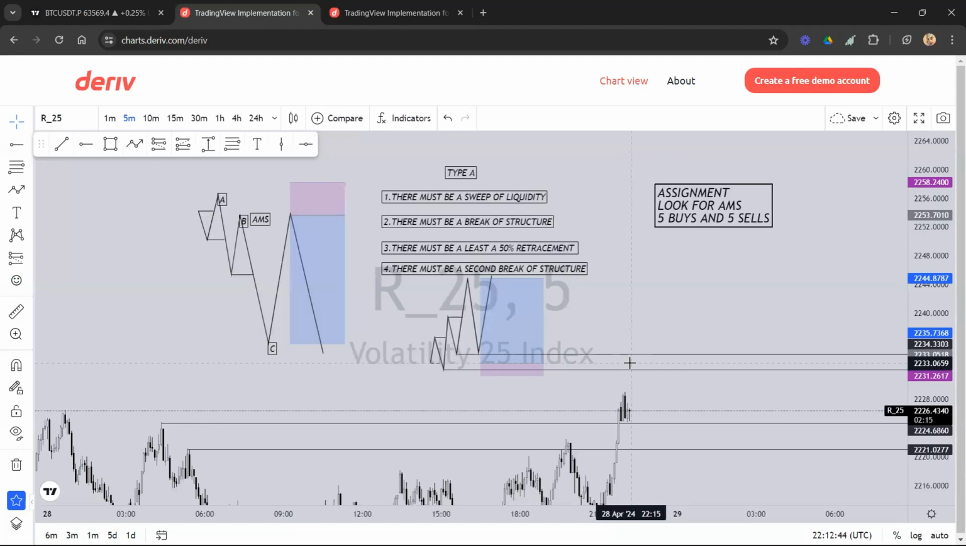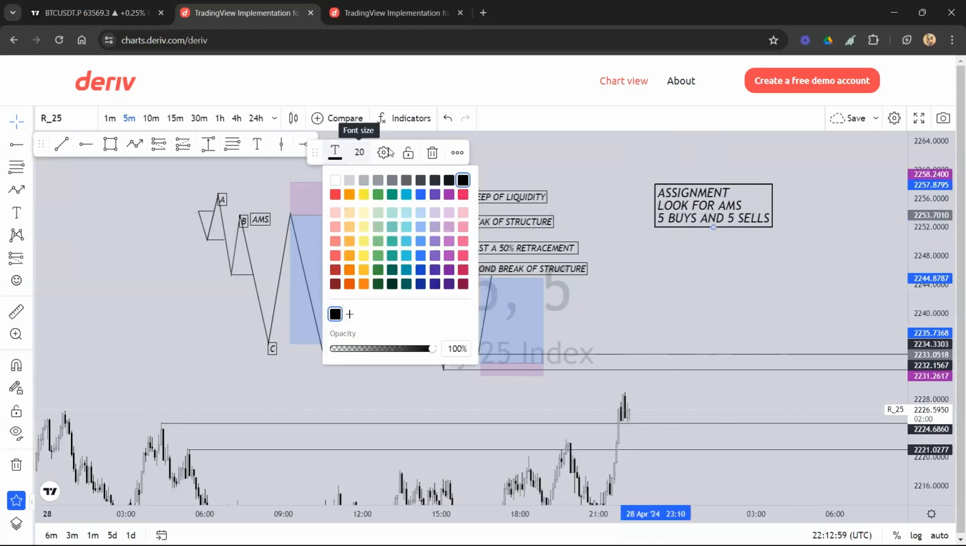So, okay, this is what we are going to do. These 5 buys and sells, I want you to spot on both currency and synthetic. So that means it is making it 20 now. So the assignment just went up.